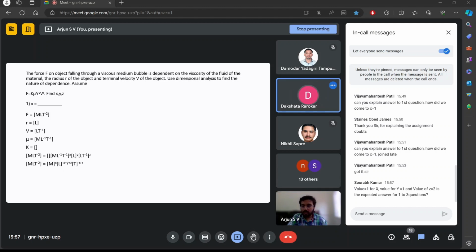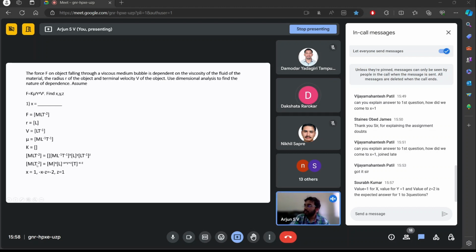So now I have rectified the expressions. So we'll be having this expression in the end if we sum up all the dimensional equations. Yes, sir. So this is for the first question, not for the second question actually.